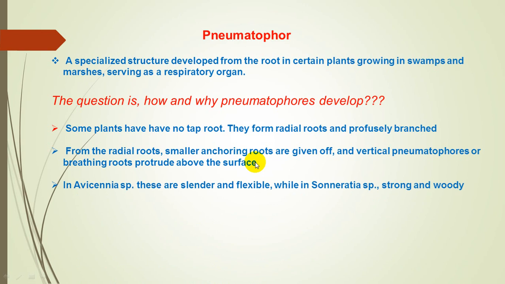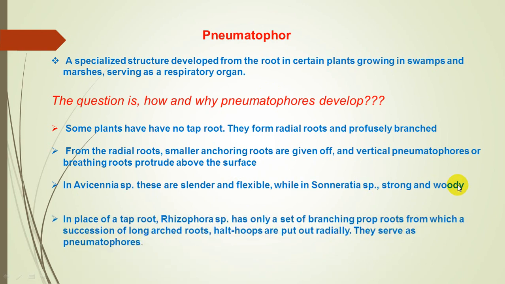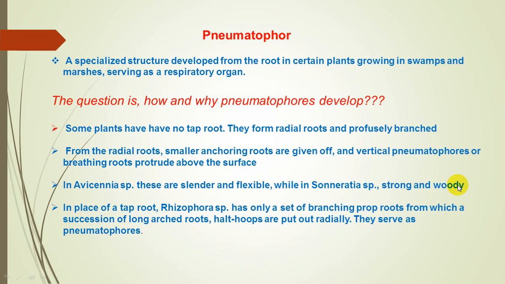In Avicennia species, these are slender and flexible, while in Sonneratia species, they are strong and woody. And in case of Rhizophora species, they set a branching prop root from which a succession of long arched roots are given out, and they serve as a pneumatophore.